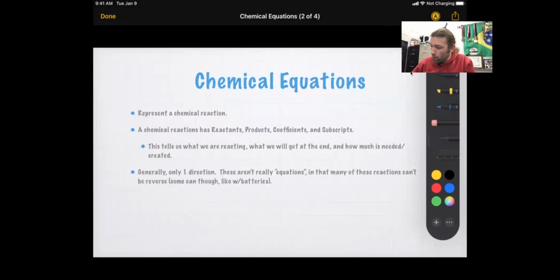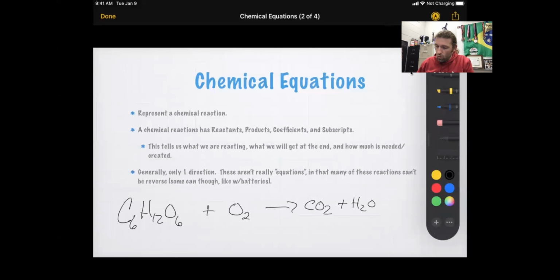Okay, so let's go ahead and write this out. We'll use a very common fuel, which would be glucose, C6H12O6. And we add that to oxygen, O2, and that goes to CO2 plus H2O.